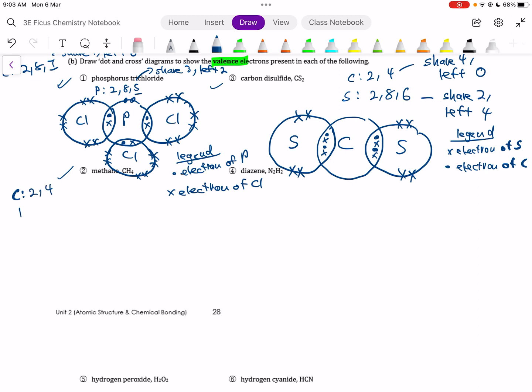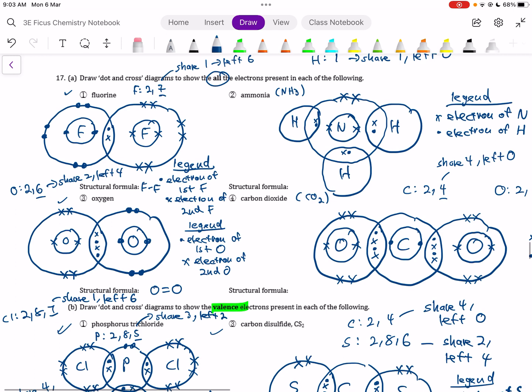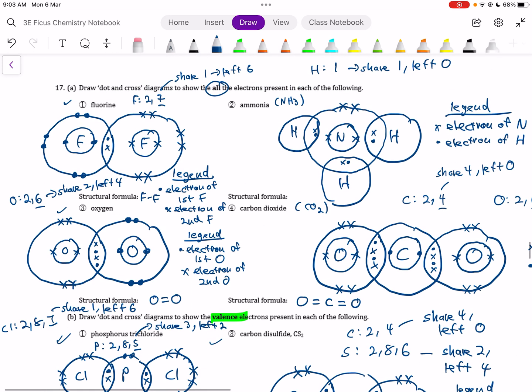This is 2,4, hydrogen is 1. So this one you share 4, you are left with 0. This one you share 1, left with 0. So methane, carbon will be in the middle. Oh, just now, sorry, I forgot to put in the structural formula. This one is C double bond O, because share 2 electrons. The structural formula is this way. N single bond H.